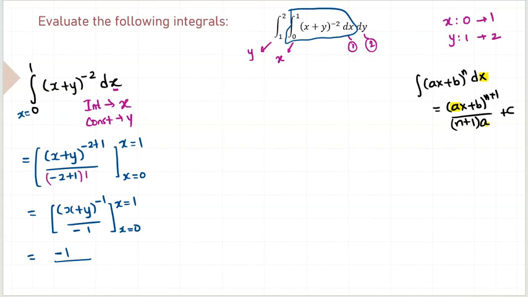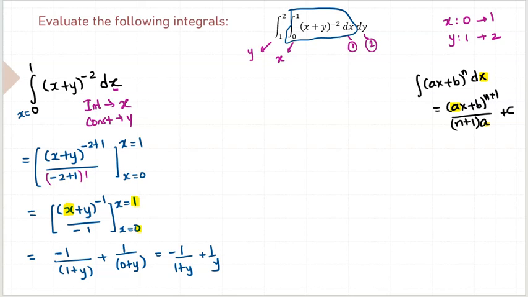x is 1, so you are just changing this x, first by 1 and then by 0. So 1 over (1 plus y) minus 1 over (0 plus y). Power minus 1 becomes 1. So we are left with minus 1 over (1 plus y) plus 1 over y.